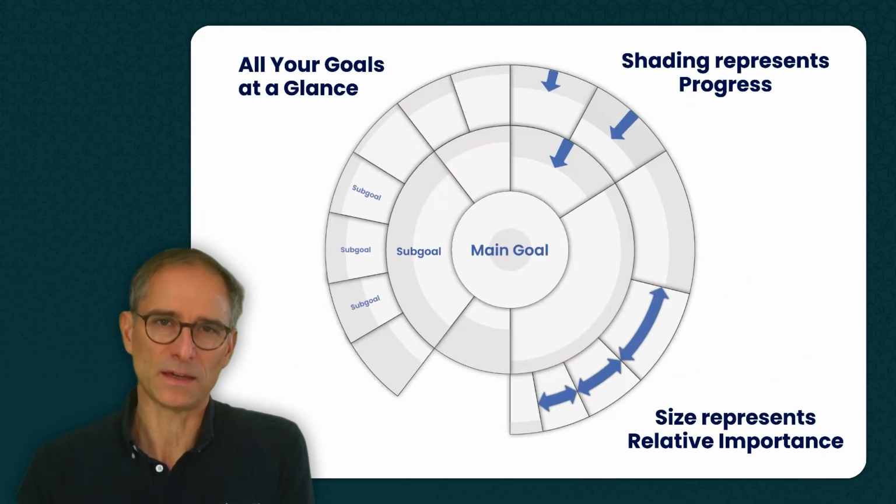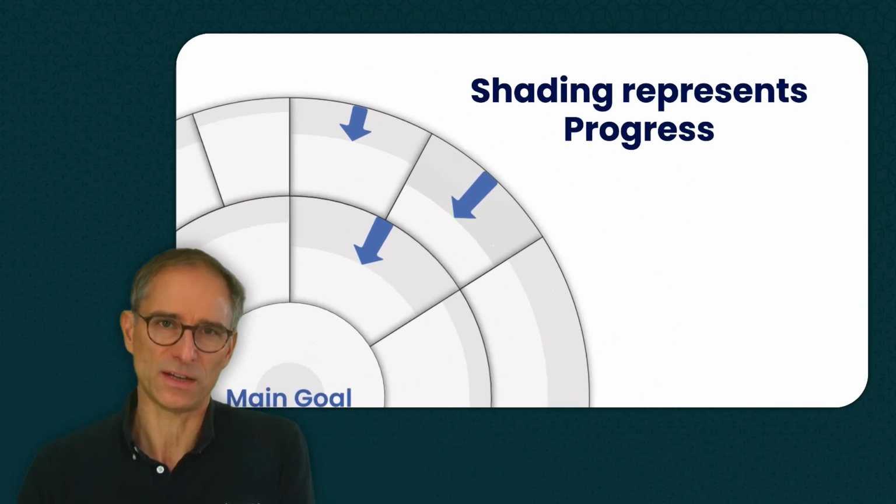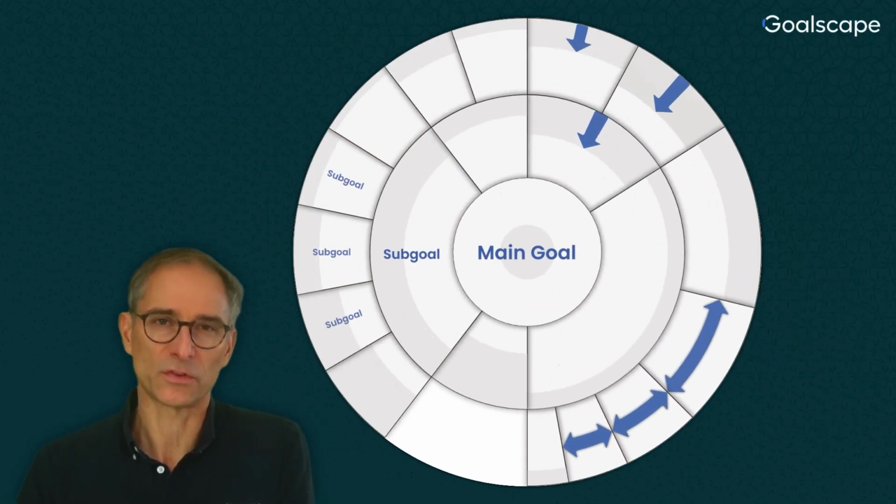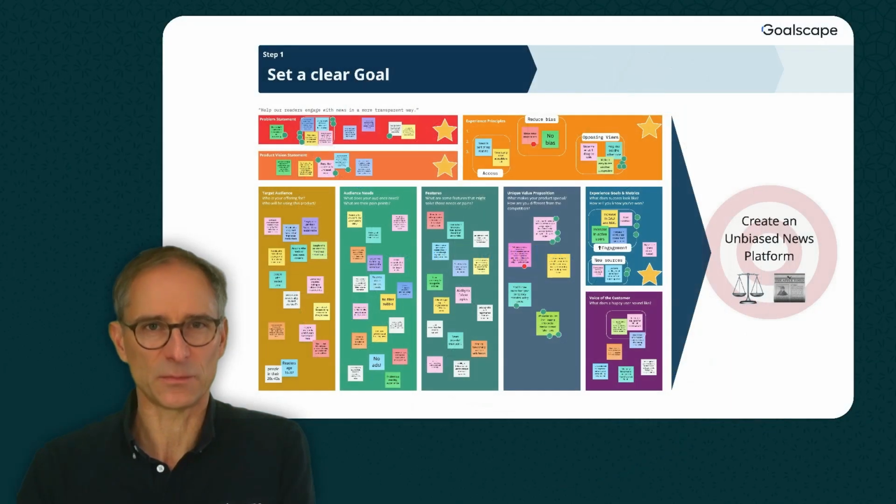In Goalscape, the main goal sits in the center. The circle represents real resource limits, time and energy. You see all goals at a glance, progress as shading, and importance as size. This keeps goals visible and trade-offs honest. So let's get started with step 1.